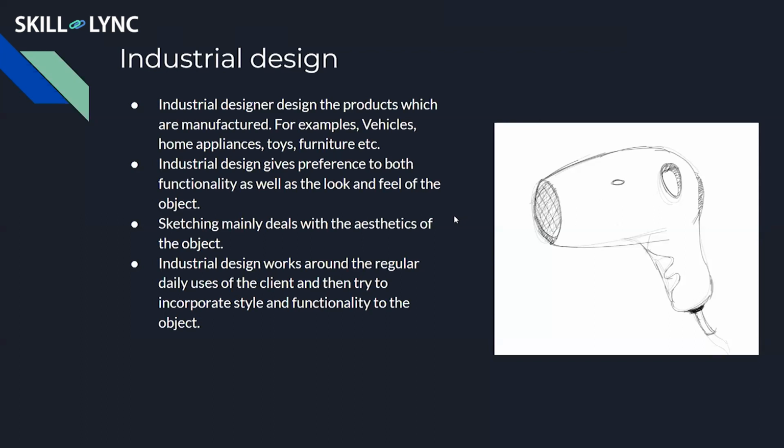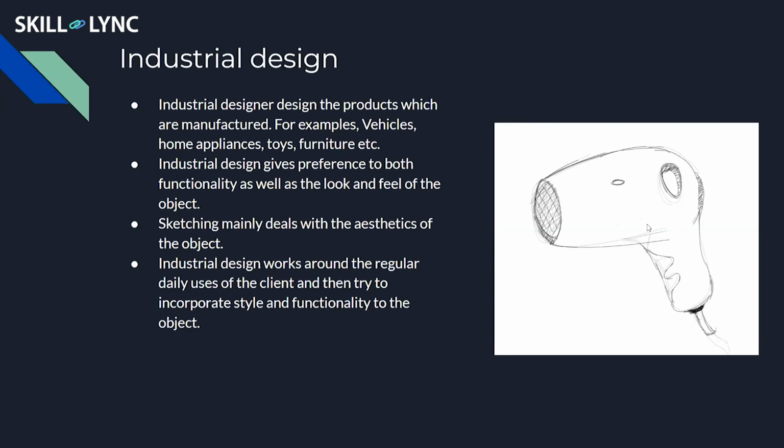And the last point that you have here, right? Industrial design works around the regular daily uses of the client and then tries to incorporate style and functionality into the object. Now this functionality term comes into the picture. It should function properly. I have created this hair dryer very nicely, with all the special features. It looks good and is very comfortable to hold in your hand. But the problem is the functionality is not there. It's not pushing enough heat or enough air. Then your product won't sell that much, right? The product is a waste. Then how do you make sure that your part is functional? There comes your engineering mind. How to make sure that this part is very well made.